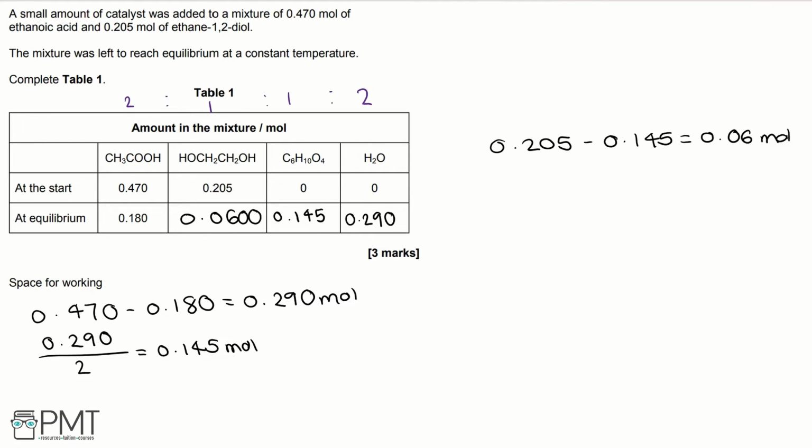To get the 3 marks for this question, you get a mark for each of the equilibrium moles that you've calculated correctly, so 0.06, 0.145 and 0.29. You don't necessarily have to write them to 3 significant figures, it's just nice scientific practice to do so.